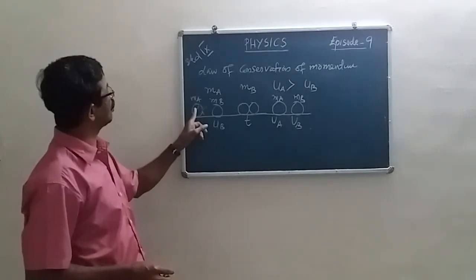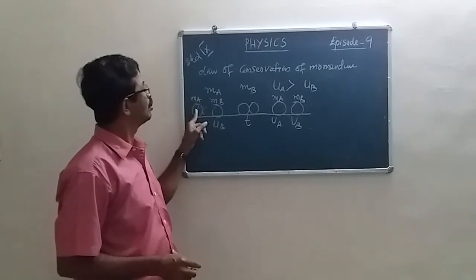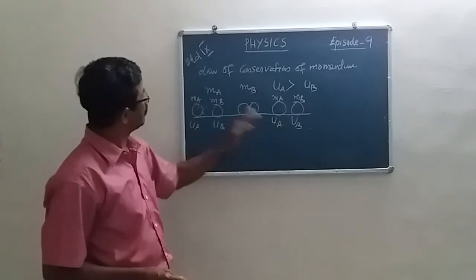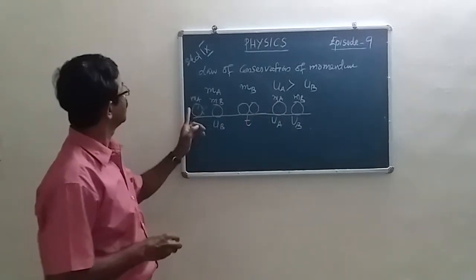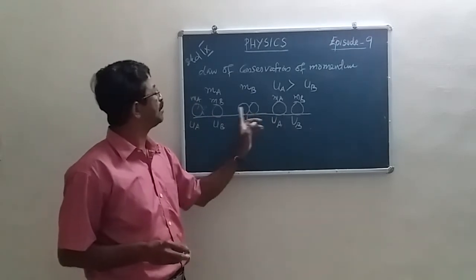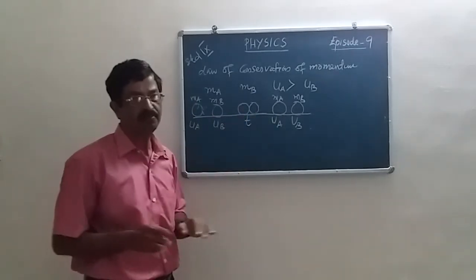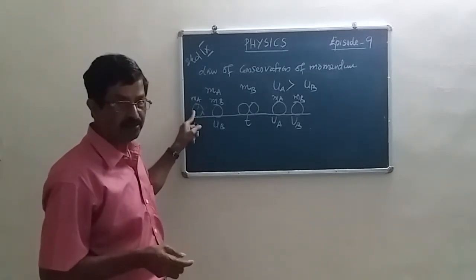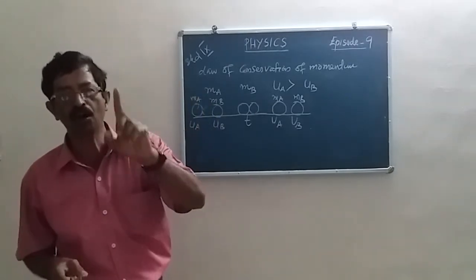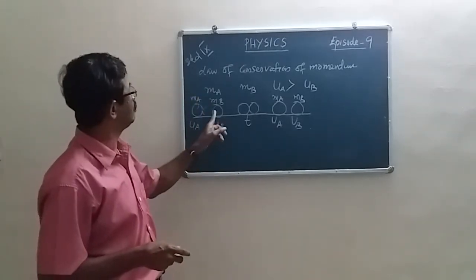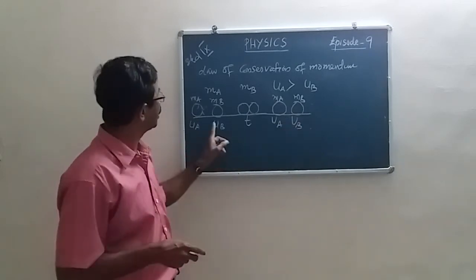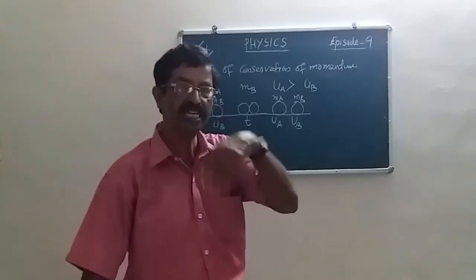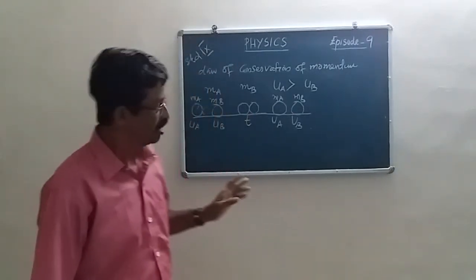Here you see the velocity of A changes from UA to VA. That means its momentum changes. That means object A exerts a force on B during this collision. And the velocity of B also changes from UB to VB. That means B also exerts a force on A.